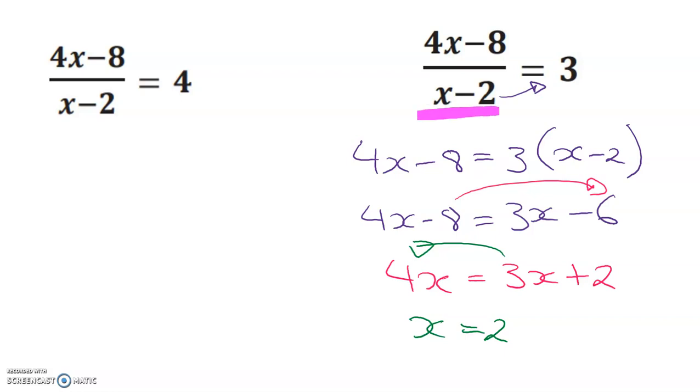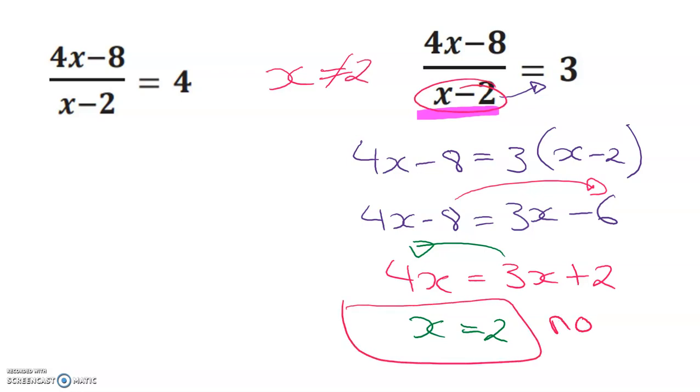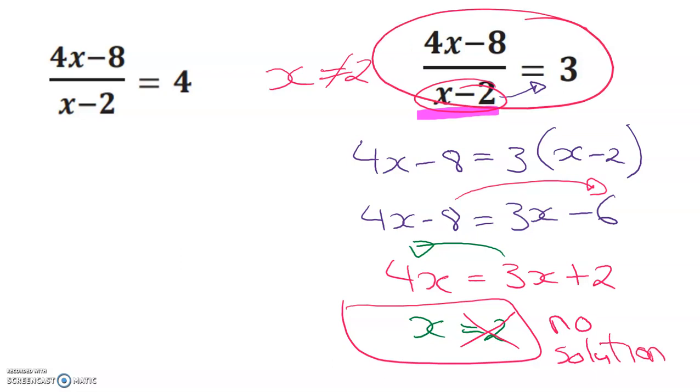I need to consider my restrictions on x, which in this case, it cannot equal 2 because 2 minus 2 equals 0. Therefore, I have no solution because there is nothing else to choose from, and this one is invalid. So this problem here has actually no solutions.